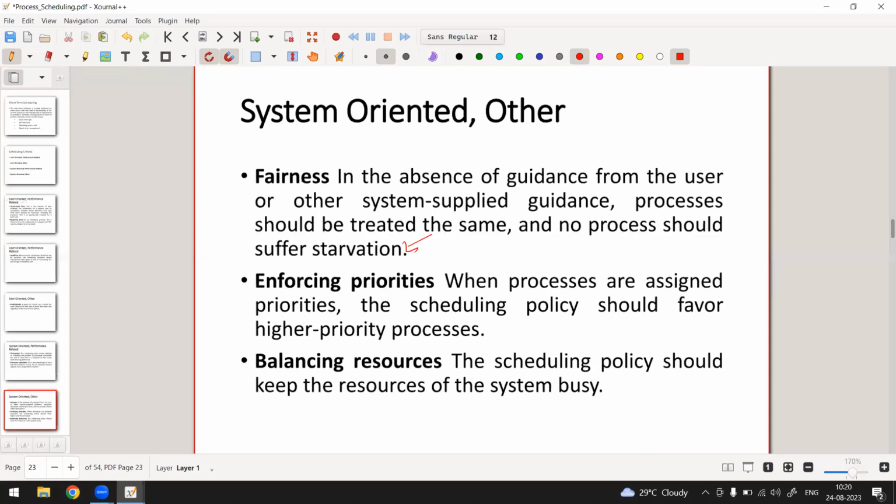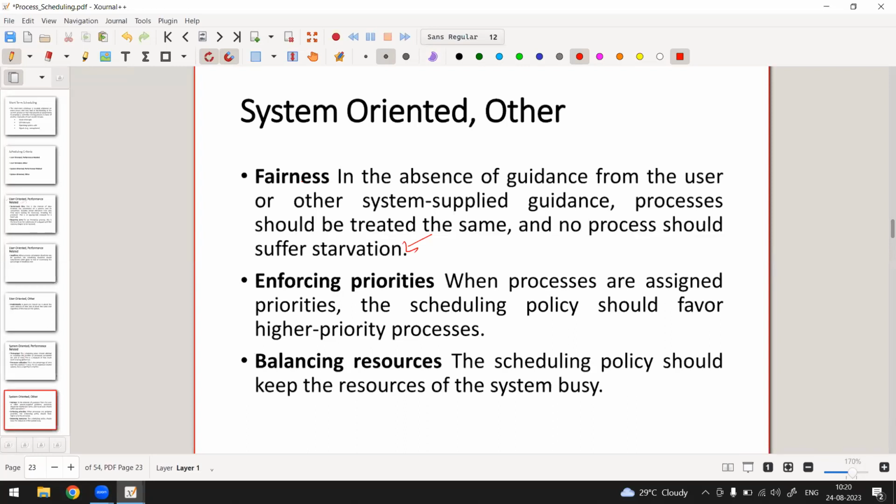Second is enforcing priorities. When processes are assigned priorities, the scheduling policy should favor the higher priority process, right? Obviously. When the priorities are defined, you should enforce them: the higher priority process should be executed first, and the lower priority process should be executed later on.